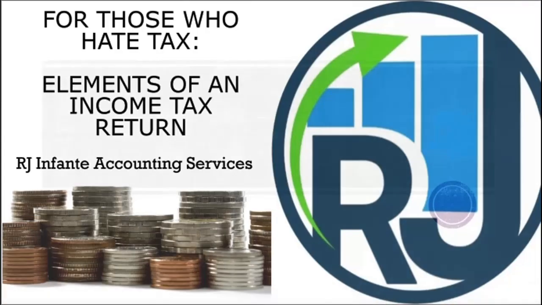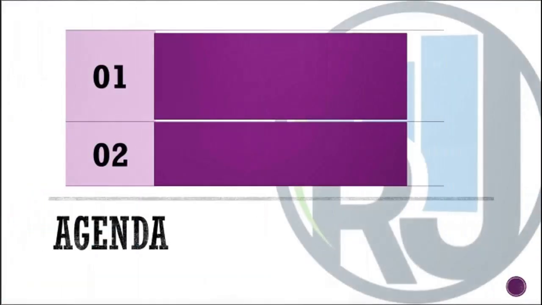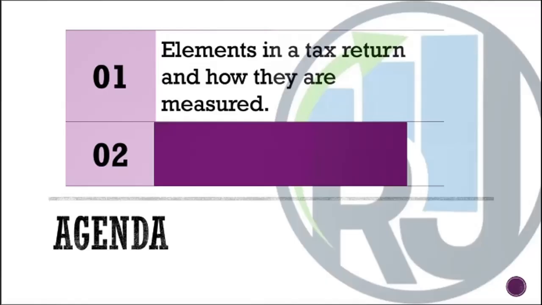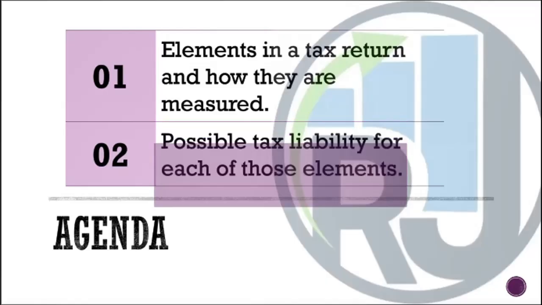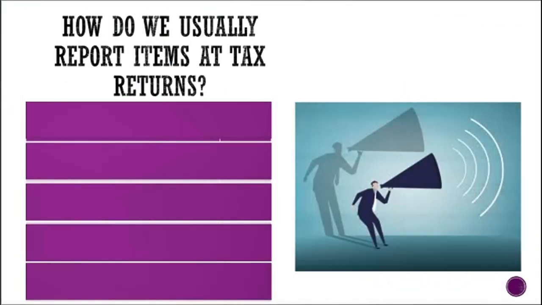So, for our agenda in this session, we're going to talk about the elements in a tax return and how they are measured, as well as the possible tax liability for each of those elements. So, the question is, how do you usually report items at the tax returns?